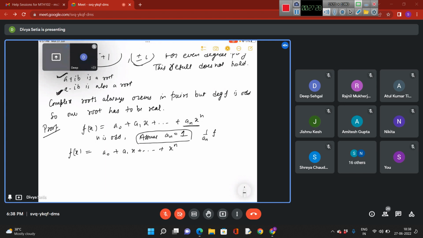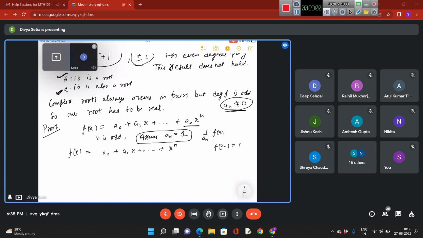Okay. We can assume that a n is 1. Why is it so? We know that a n is non-zero because it's an odd degree. We first have to fix the degree of the polynomial, then we'll prove the thing. So if we want to fix the degree to be n, the last coefficient has to be non-zero. But I can assume that the last coefficient is 1. Why is it so? Because I can divide the polynomial by 1 upon a n, because it's a non-zero term.